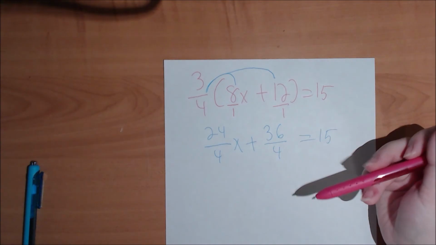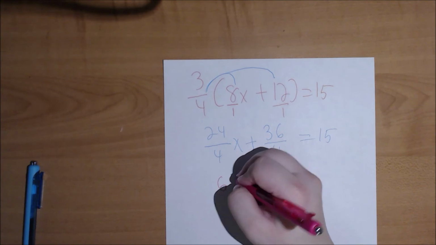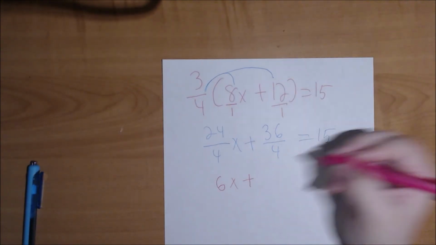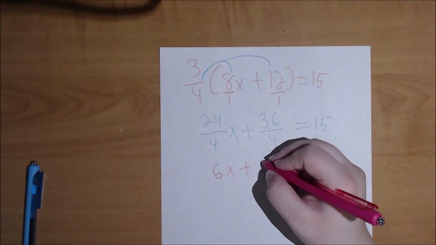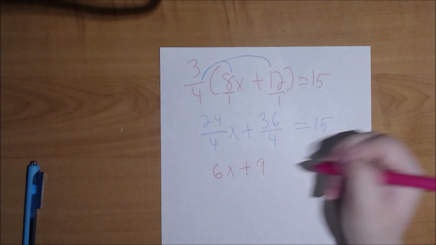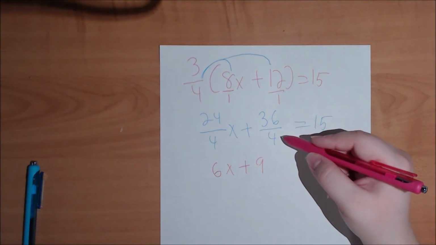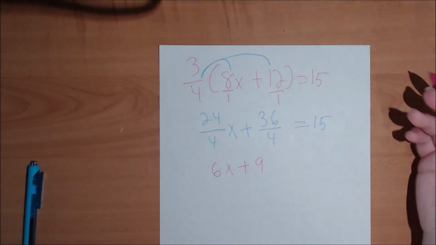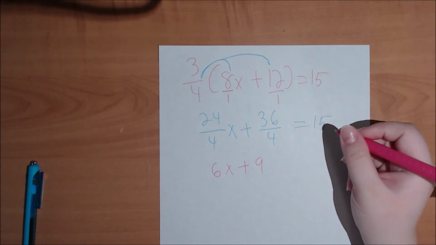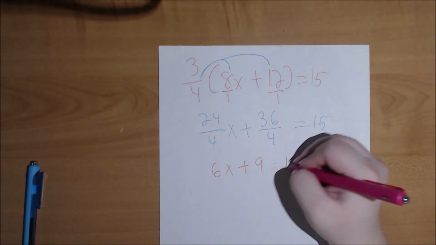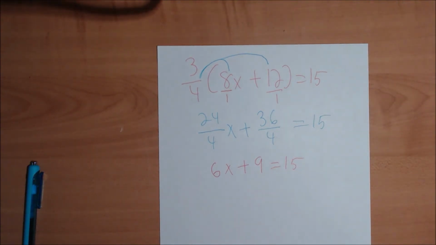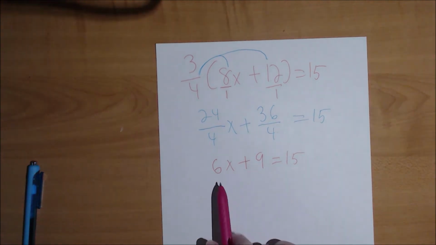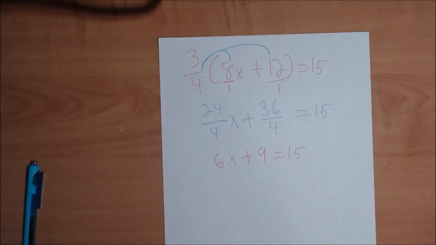4 goes into 24 how many times? Well, 6, right? So that'd be 6x plus 4 also goes into 36. 4 goes into 36 9 times. If you guys don't know these answers, go ahead and check with your calculator, okay? It's a tool, you can use it, you know. But I recommend trying to memorize as many of our times tables as we can. That way this becomes a little bit easier for you. So then we can look at this, and we have 6x plus 9 equals 15.